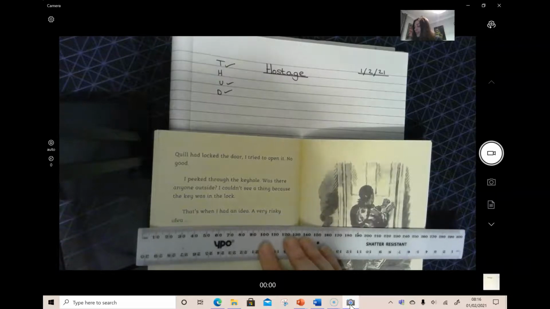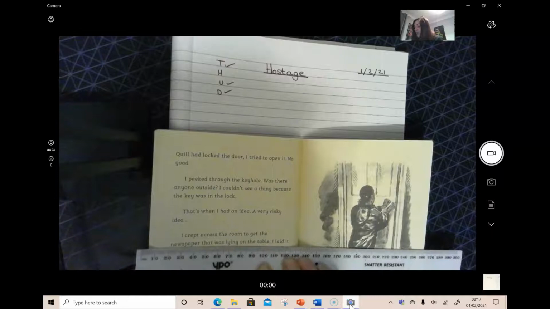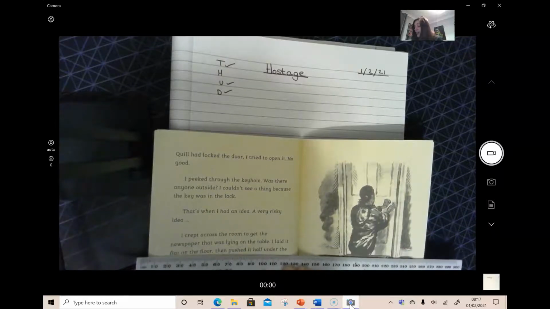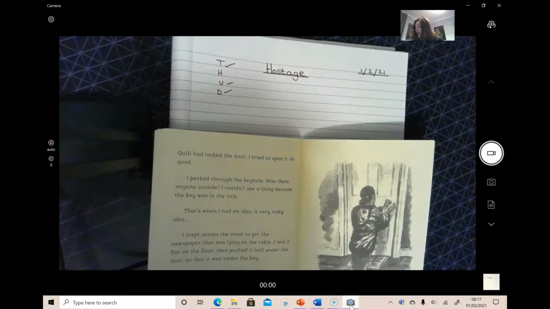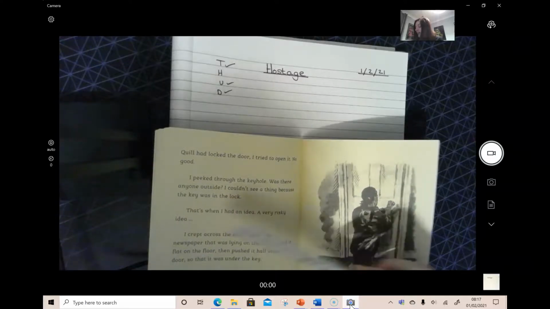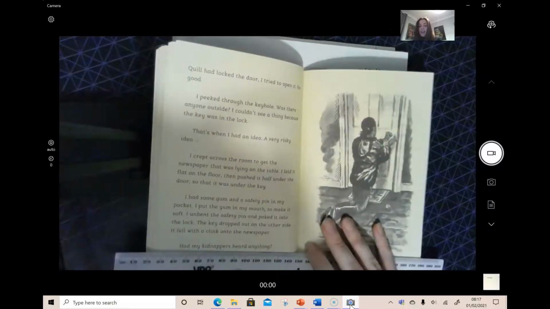That's when I had an idea, a very risky idea. I crept across the room to get the newspaper that was lying on the table. I laid it flat on the floor, then pushed it half under the door so that it was under the key. I had some gum and a safety pin in my pocket. I put the gum in my mouth to make it soft. I unbent the safety pin and poked it into the lock. The key dropped out on the other side, and it fell with a clink onto the newspaper. Had my kidnappers heard anything?